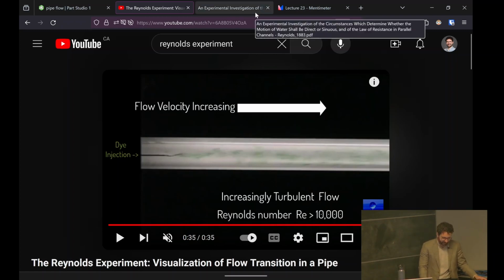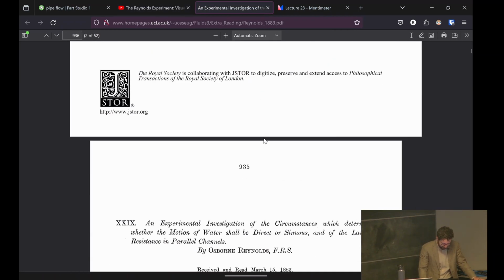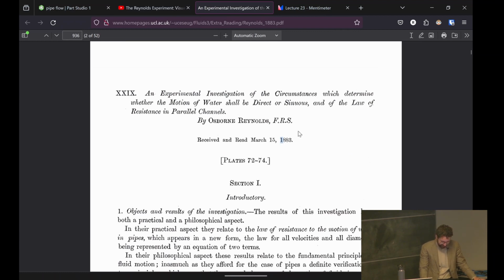I'll post this on Learn because it's interesting, but this is the original paper from 1883 by Reynolds. In this paper, he presents these different criteria. He didn't actually call it laminar or turbulent, and he also didn't call it the Reynolds number, because it was named after him because of this paper. It was termed at that time direct or sinuous. He thought these fluctuations are kind of like sinusoids, so sinuous. Now we call it laminar and turbulent. So that's quite an interesting one.